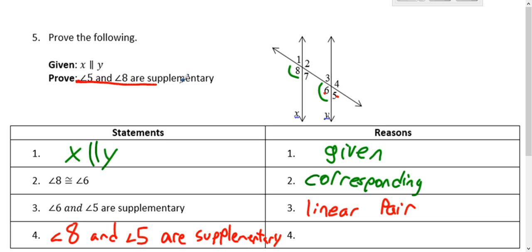Which is also the thing that we are trying to prove, which needs to be our last statement. And we know that they are supplementary because all we did right there was substitution. We replace the 6 with an 8 because they are congruent.